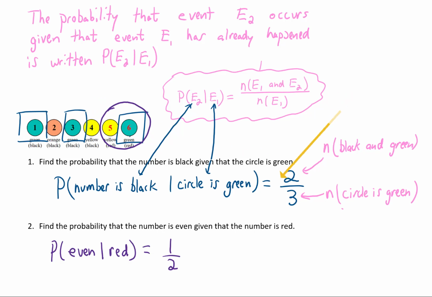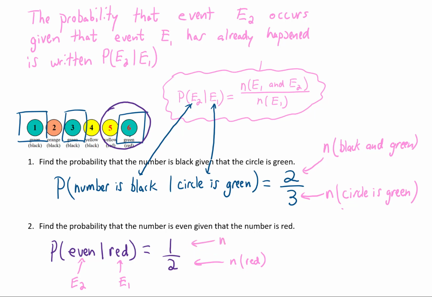Taking a look at our second example, event 2 is our number being even, and event 1 is our number being red. In our denominator, we should have the number of times that event 1 happens. That should be the number of times that we have red numbers. Looking up at our sample, it looks like that happens twice. That's why we have a 2 in our denominator.